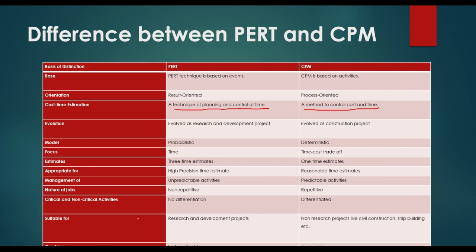Then the last difference is crashing. In PERT there is another set of questions of crashing that we'll discuss in the next class, how to do crashing. But for the time being, just understand that in PERT there is no crashing, but in CPM there is crashing. But I'll let you know what crashing is all about in later classes, because if I explain it today, you won't be able to understand, right? So these are the differences between PERT and CPM.